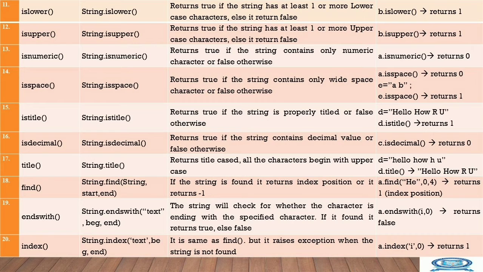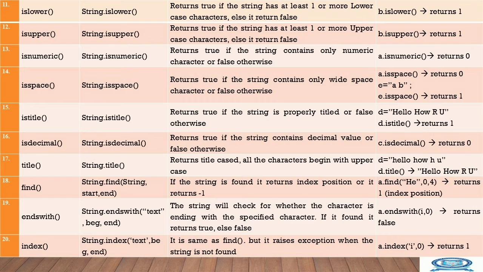Consider the next one, islower, that is string.islower. It returns true if the string has at least one or more lowercase characters, else it returns false. If any lowercase letters are there, then it returns 1. If there are no lowercase letters, if everything is uppercase, it returns 0.